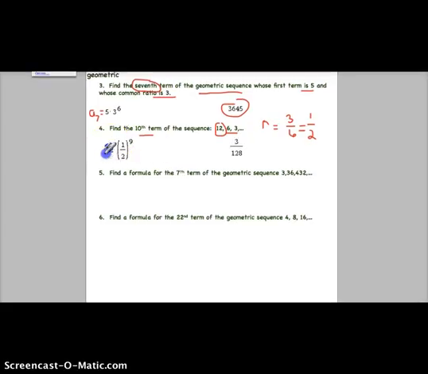All right, so we have 12 times the common ratio of 1/2 raised to the 10 minus 1 power gives us a term that's 3 divided by 128, the 10th term. Let's look at number 5. It asks for a formula for the 7th term of the geometric sequence given here. So let's look at that formula.